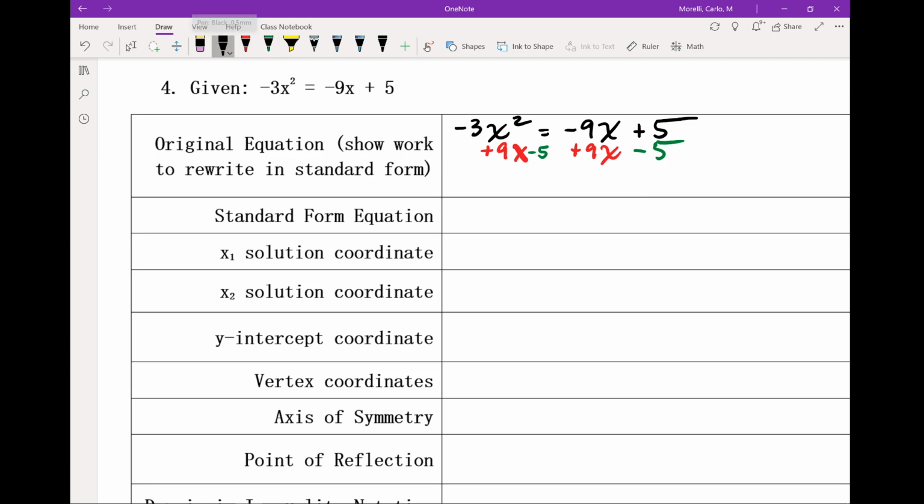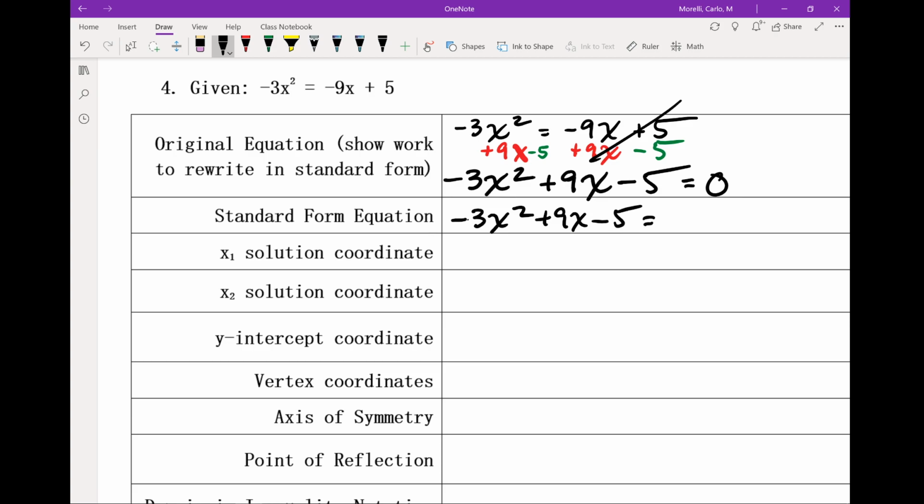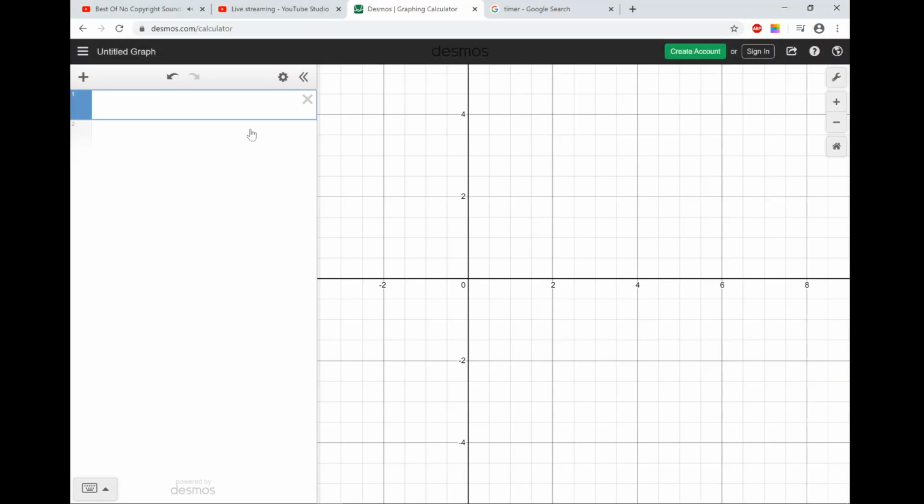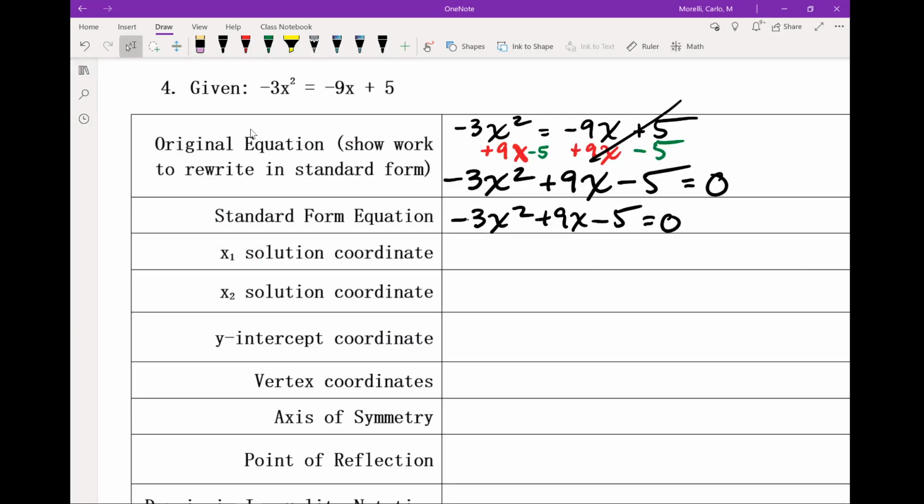I'm trying to do this to help Dustin and anybody else that struggles with this part. It's the part people struggle with the most. When you're doing this, wouldn't you just change the signs? You wouldn't change the signs. Shoot, hold on. Negative 3x squared plus 9x minus 5. Negative 3x squared plus 9x minus 5.